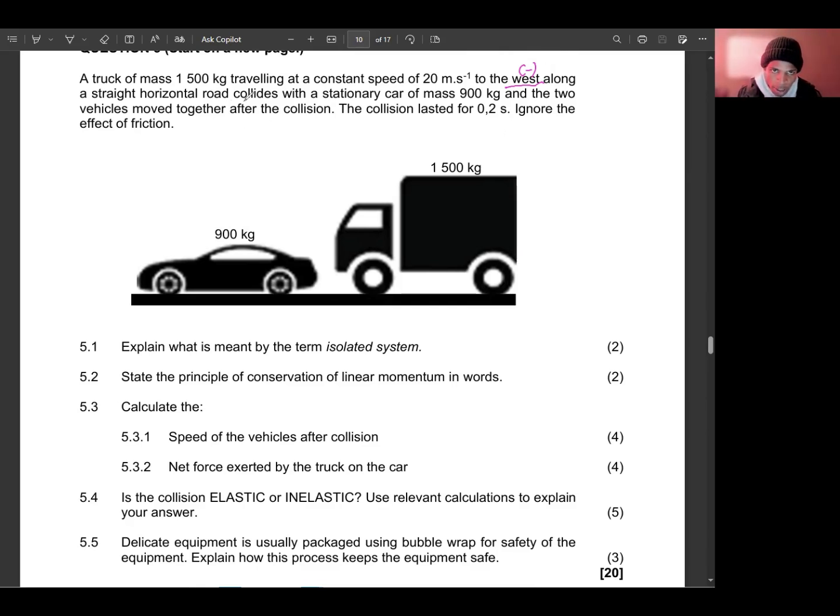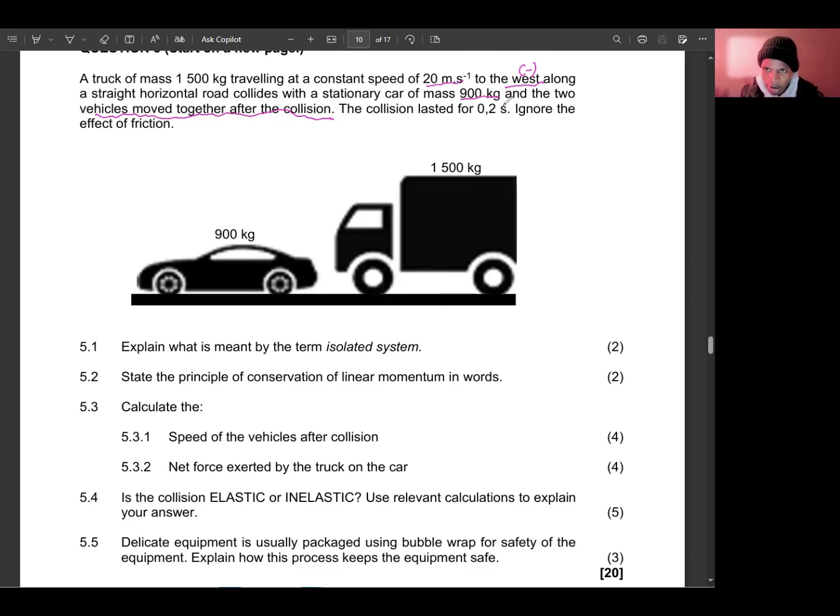Then along a straight horizontal road, collides with a stationary car of mass 900 kg, right? And the two vehicles move together. Note this. And the two vehicles moved together after the collision. So now this is telling you that you must apply case number 2, right? So if you are confused about what I'm talking about, you can check out my video that I'm going to share in the description on momentum and impulse. It's a full lesson video on the cases that you have to apply in order to calculate your principle of conservation of linear momentum questions.